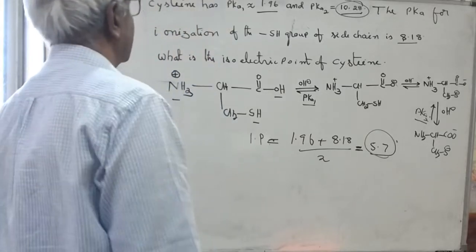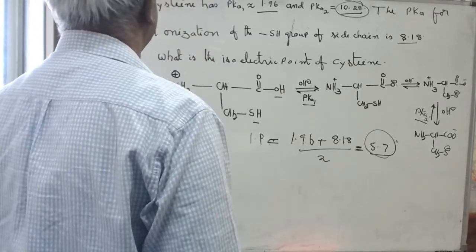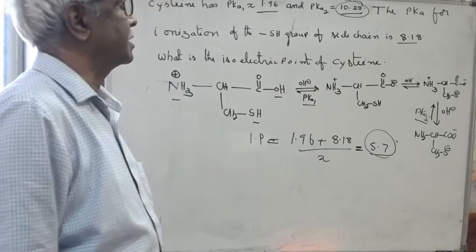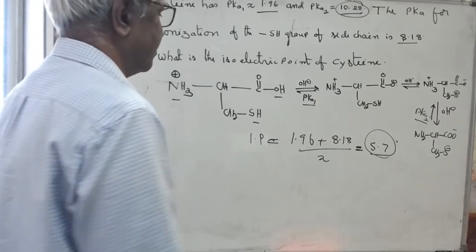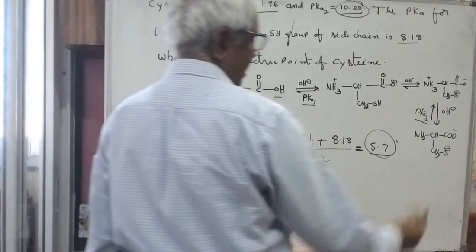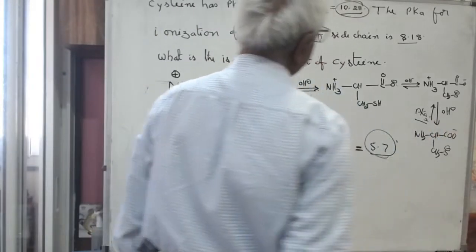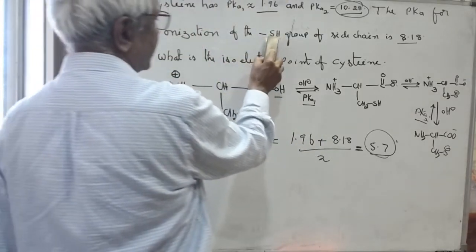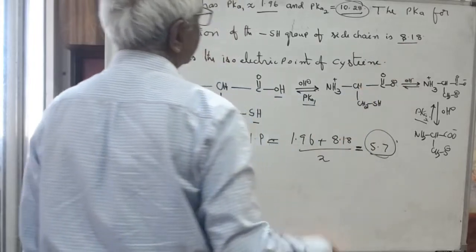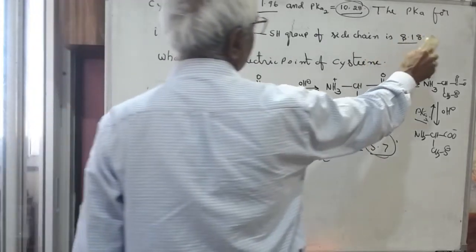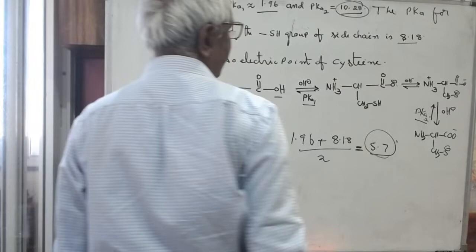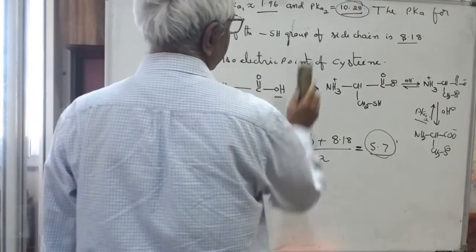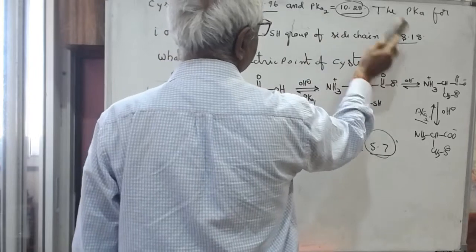What is the isoelectric point? Cysteine has pK1 1.96 and 10.28: 1.96 for this and 10 point something for this. The pK value for ionization of SH is this one. So in fact it should be pKa2 and it should be pKa3. Therefore, the isoelectric point is this plus this divided by 2.